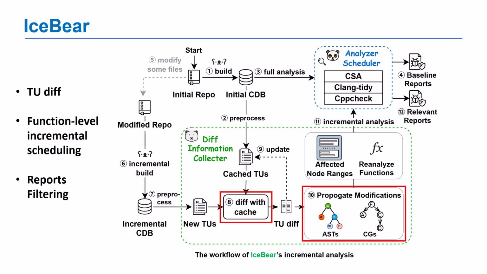Based on the difference in translation units, IceBear determines affected AST nodes and functions within them. When scheduling static analyzers, IceBear analyzes only the affected functions, enabling function-level incremental analysis. During report generation, IceBear only includes reports related to affected nodes.